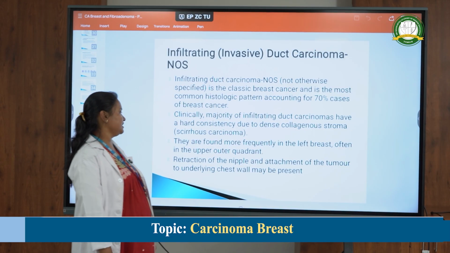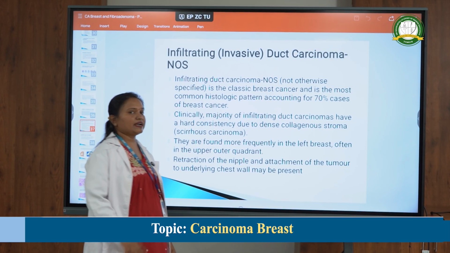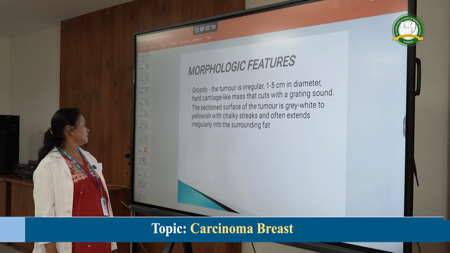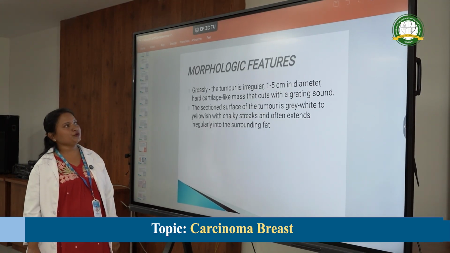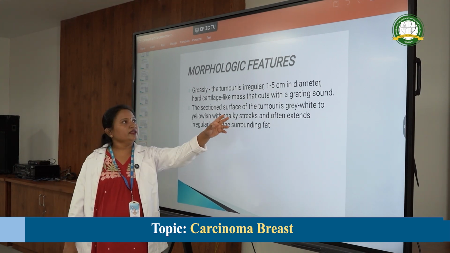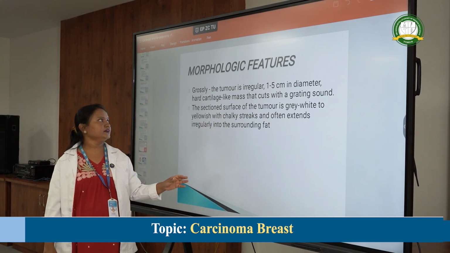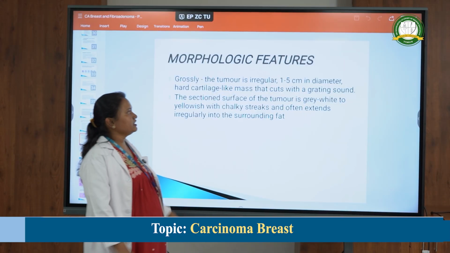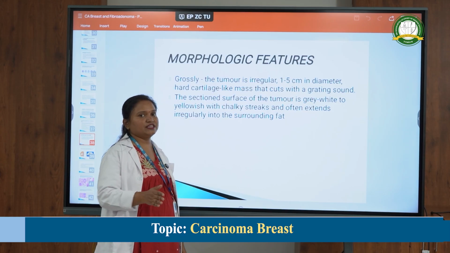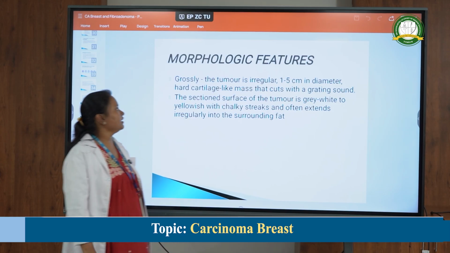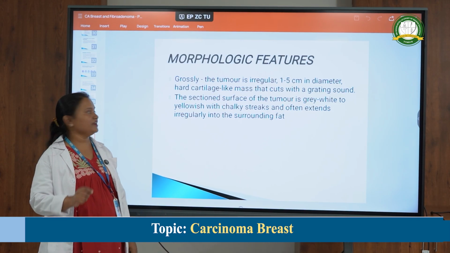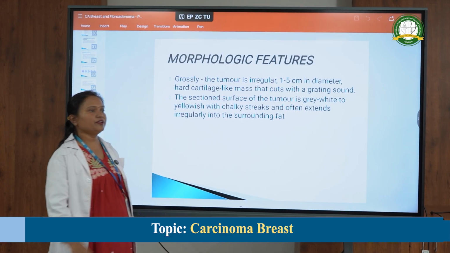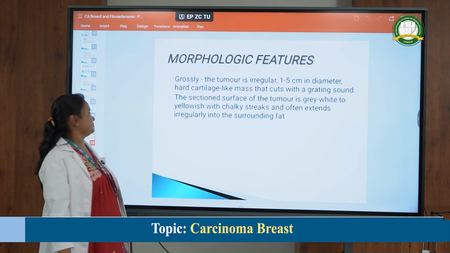This I have discussed earlier. Retraction of the nipple and attachment of the tumor to the underlying chest wall may be present. Coming to the gross appearance, these tumors will be irregular, 1 to 5 centimeters in diameter, and hard, a cartilage-like mass. If you give a cut section, a gritty sound will come. The cut surface of the tumor is grey white to yellowish with chalky streaks. It often extends irregularly into the surrounding fat.